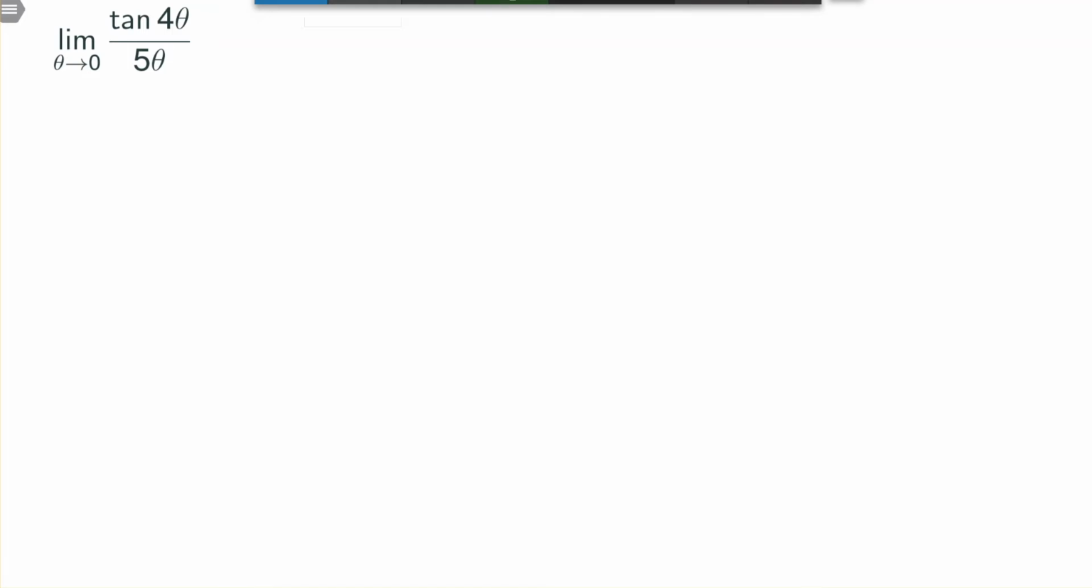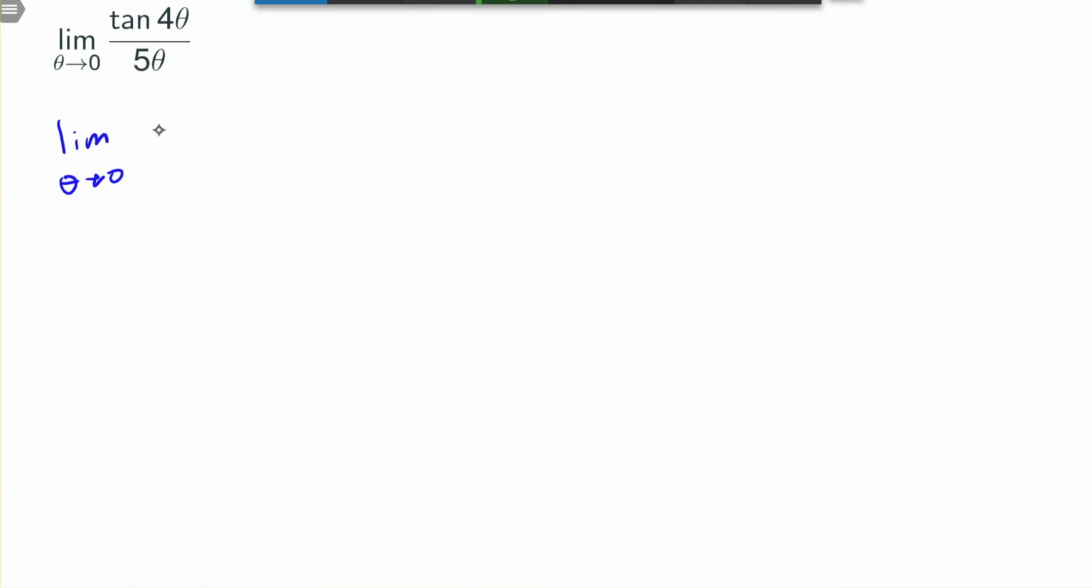Evaluate the limit as theta approaches 0, tangent 4 theta over 5 theta. Here, if we plug the 0 directly, we get tangent 0 over 0. And tangent 0 is 0. So we have 0 over 0. So we do have to do some simplification or rearrangement first.